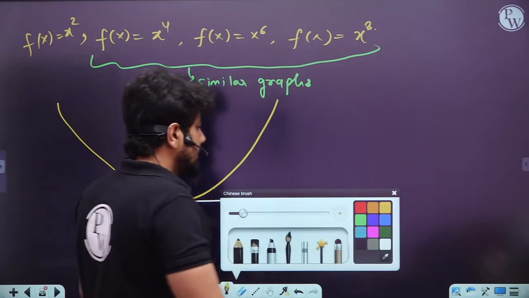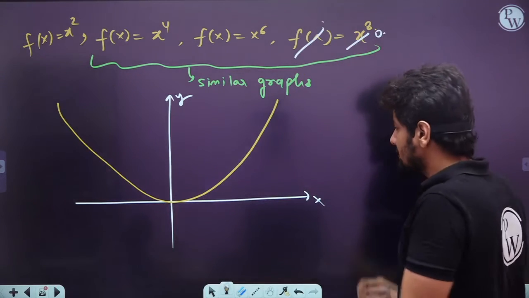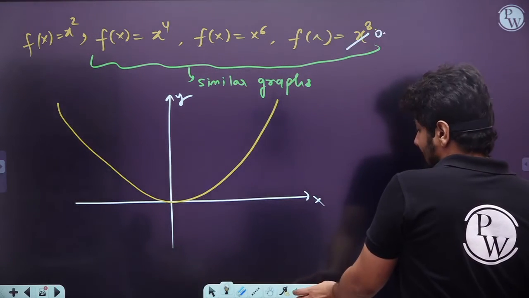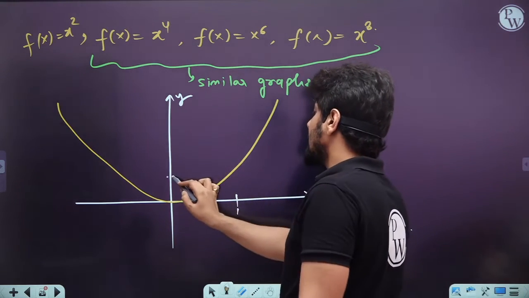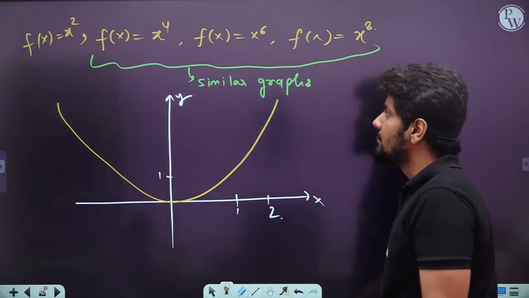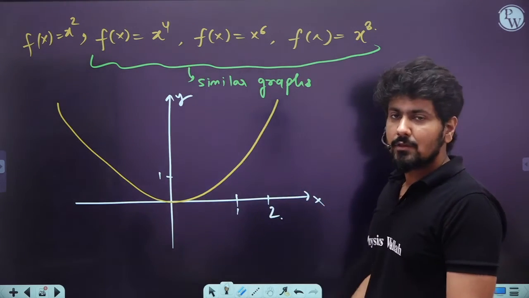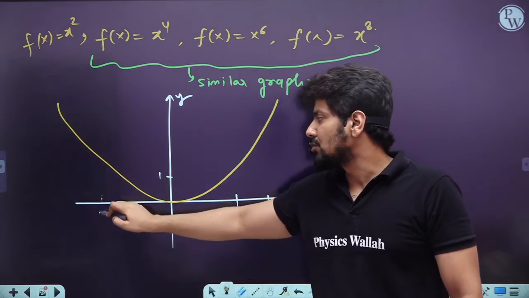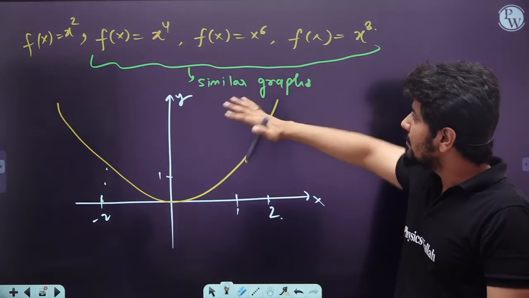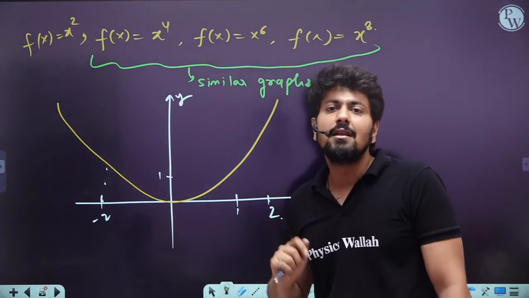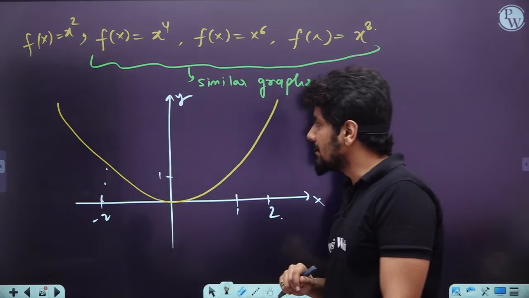All of their graphs will be parabolic, because you can see that when x is 0, y is also 0. At x is equal to 0, f(x) will also be 0. When you put x as 1, y will be 1 again. But at x is equal to 2, in this one, we will get y as 16, 2 raised to the power 4. At x is equal to minus 2 again, we are getting the same value, 2 raised to the power 4. So all of their graphs will be a similar kind of graph.